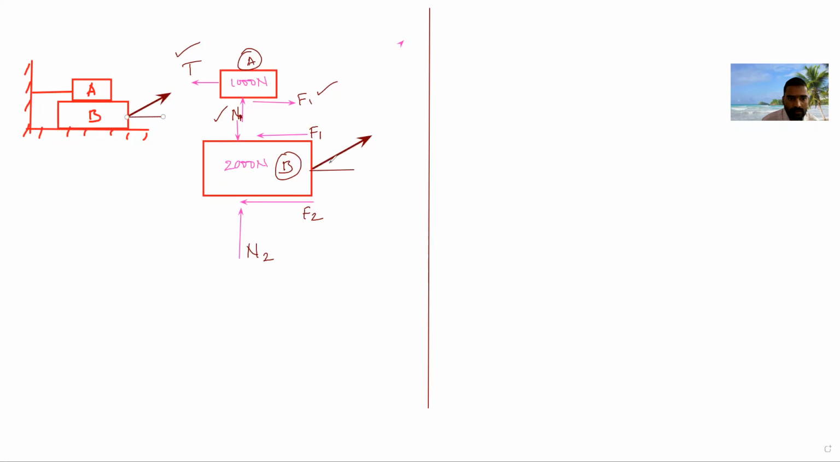So this is 30 degree. I will consider this as P. This is P, and this is 30 degree. Okay, here also you have to do the same thing. First you have to find out the free body diagram of A. Again you have to find out the free body diagram of B.